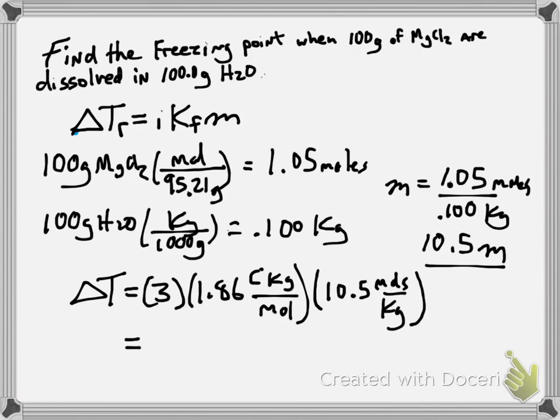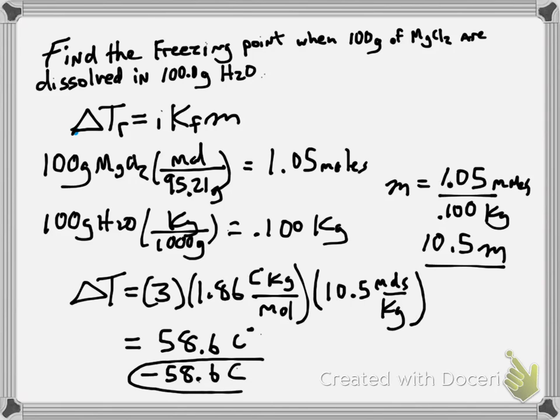So what this tells us is that the change in the freezing temperature of the solution is 58.6 degrees. Remember that this is the change to water's freezing temperature, and so to find the actual freezing temperature we have to subtract this from 0, which means the value is going to be negative 58.6 degrees. And that's what the new freezing point is going to be if we dissolved 100 grams of magnesium chloride in 100 grams of water.